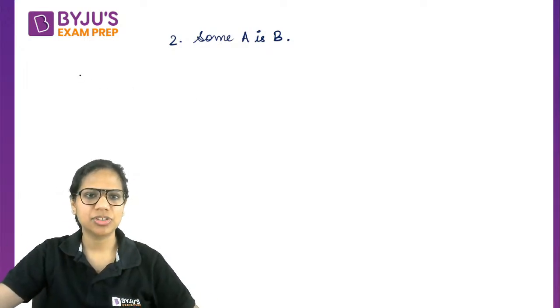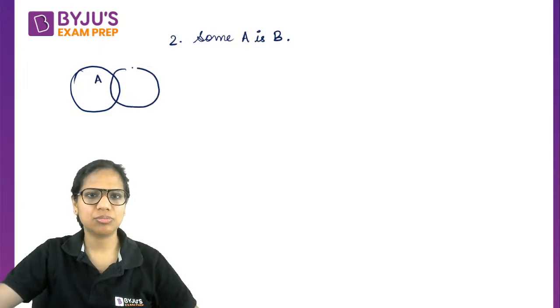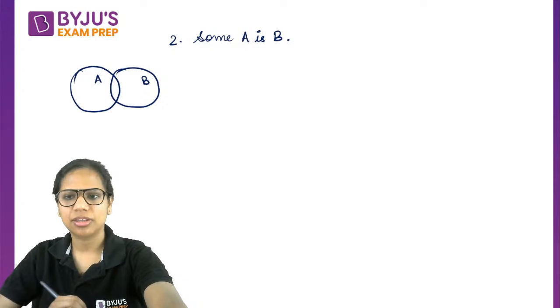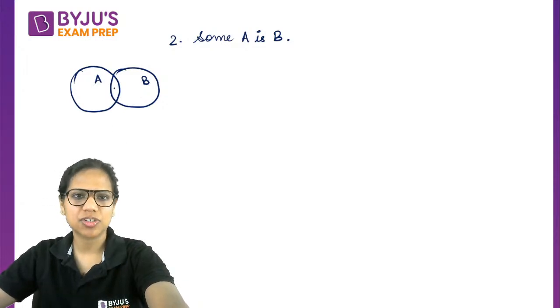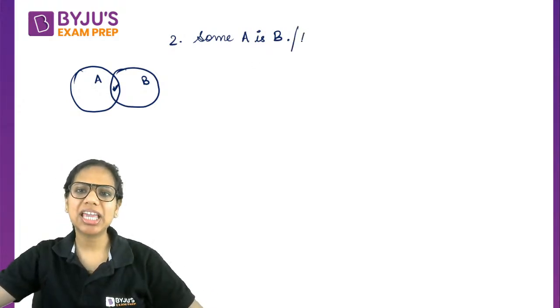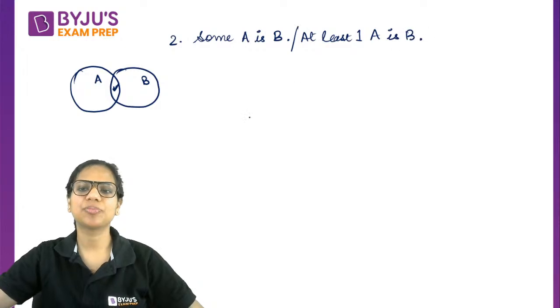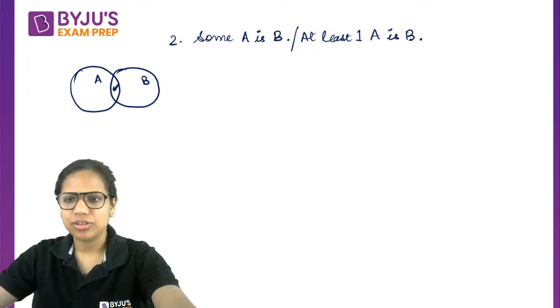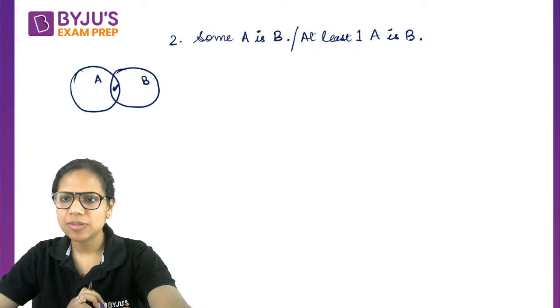All right. So let me draw it. This is A and this is B. Correct. So this part is our focus here, this common portion. Yes, some A is B means at least one A is B. At least one A is B. Right. So let me see some of your responses. Intersection, some part of A, some mutual area. Both the circles will be interrelated.